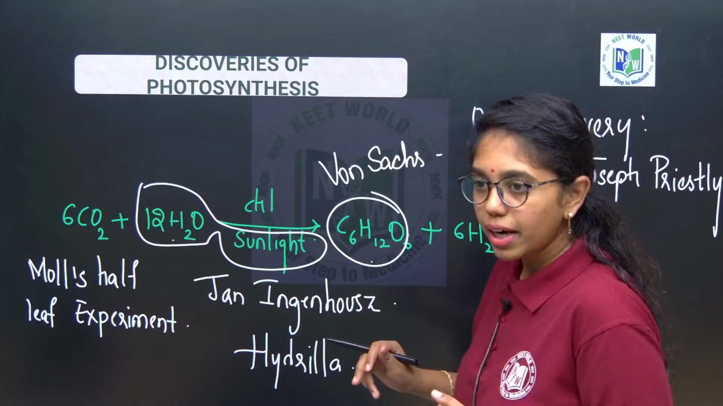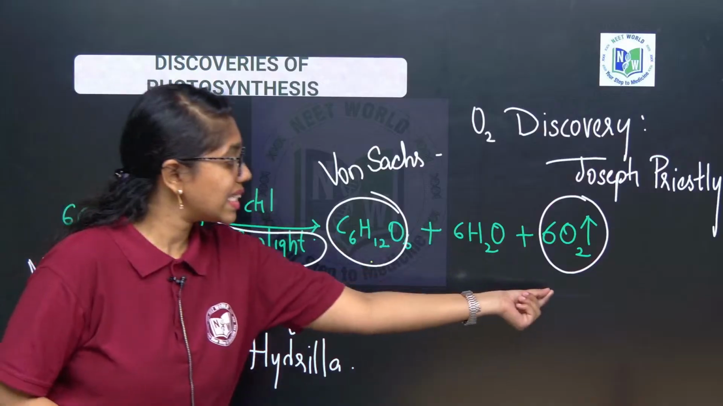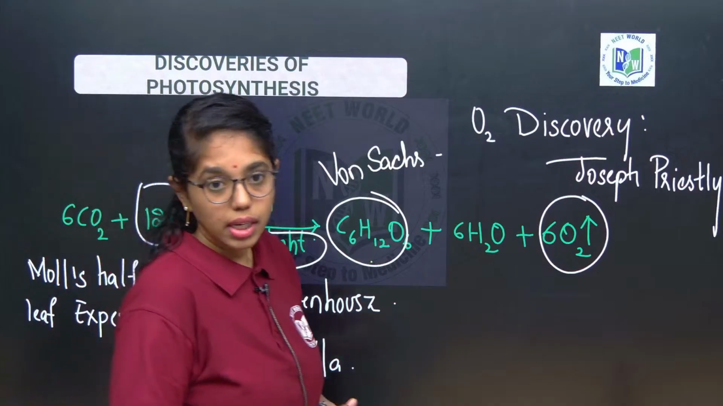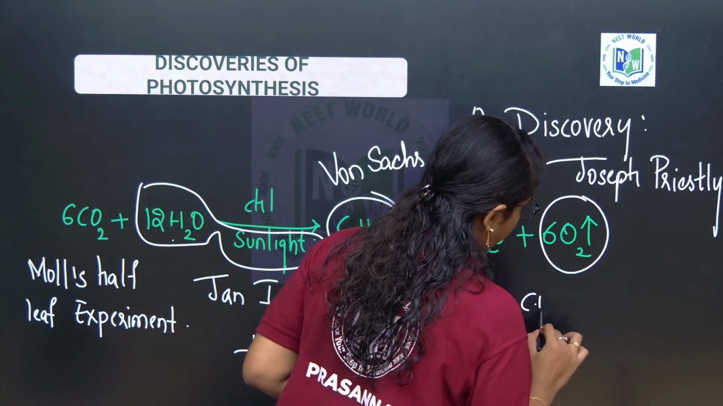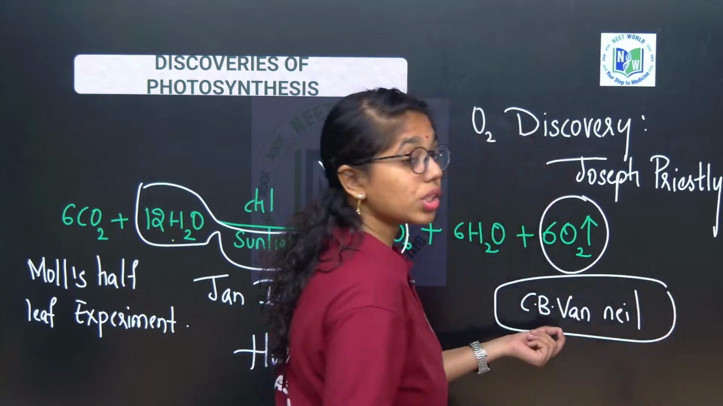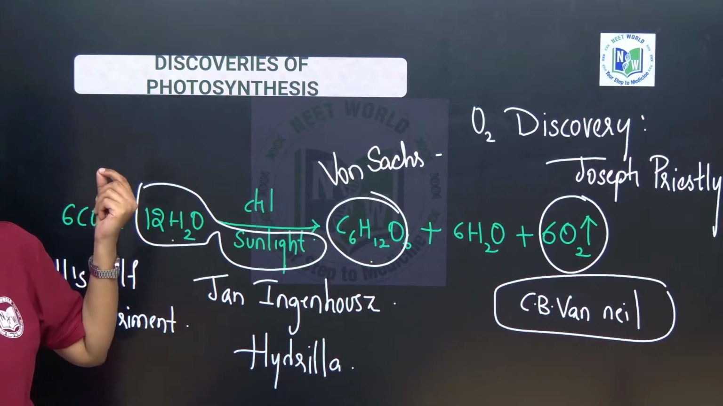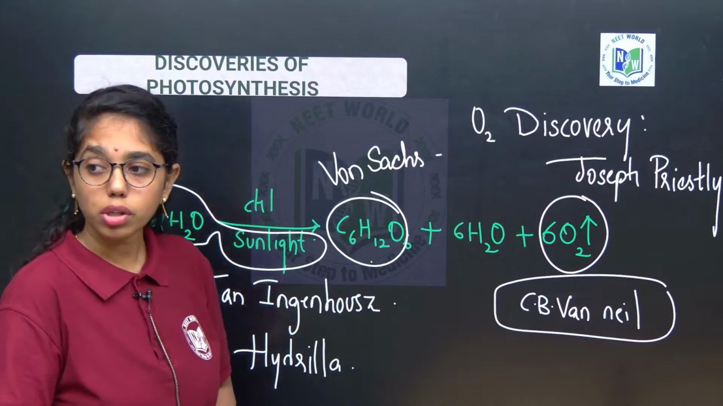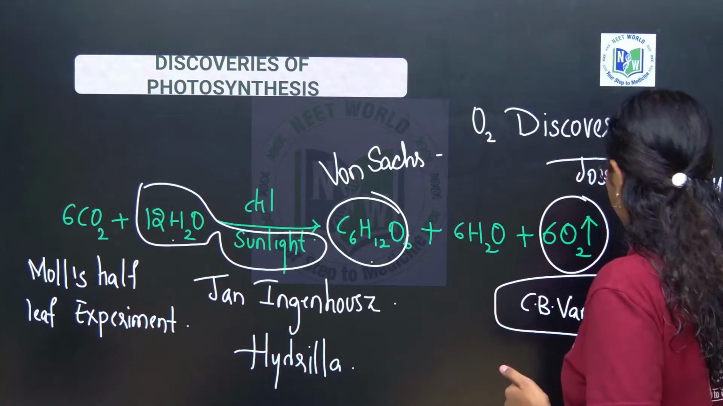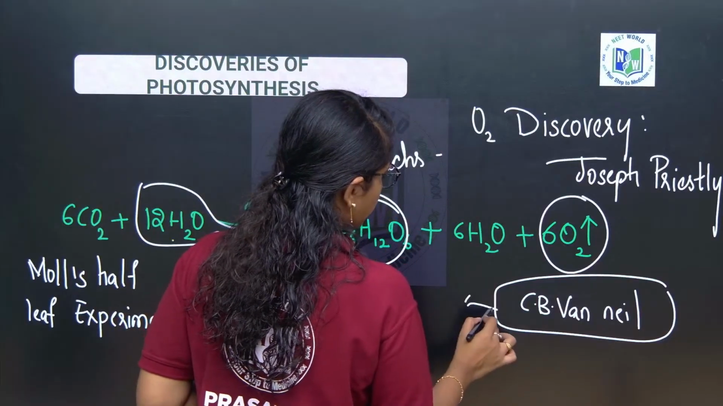Whether it is from carbon dioxide or from water was a big question for the scientists. So, oxygen is coming from water, not from carbon dioxide, said by which scientist? C.B. Van Niel. He said the oxygen evolving out of photosynthesis is coming from water, not from carbon dioxide. What type of photosynthesis did he conduct and give this output? He conducted bacterial photosynthesis.